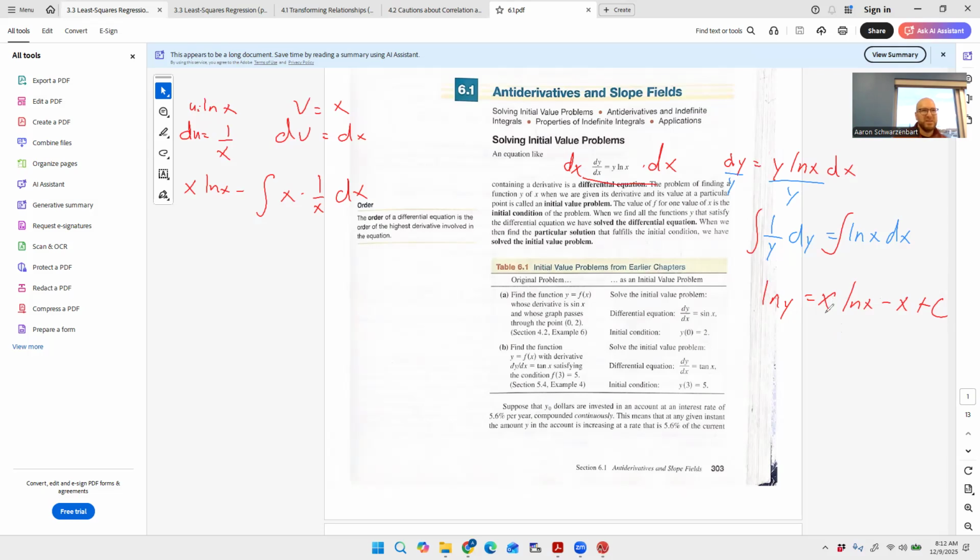Okay. But does that kind of make sense? You separate the variables, you integrate both sides. What's then going to be coming is you will have to find this constant because they will give you some initial values for x and y. And then you substitute them in and find c. Okay.